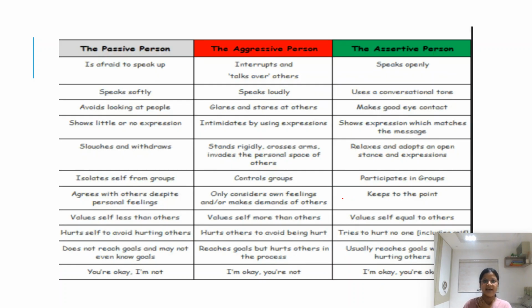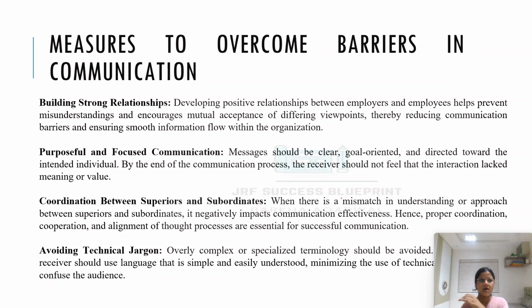Coming to the passive person, aggressive person, and assertive person, we'll talk about that. We'll take this page later. First, let me explain the measures to overcome barriers in communication. What are the measures? How can you overcome the barriers? By developing strong relationships between the people, by purposefulness and focused communication. That means it should be short, clear, goal oriented. Right, coordination between the superior and the subordinate. There should be coordination between the sender and the receiver, and avoiding technical jargons, which means use of technical words. Use layman language.